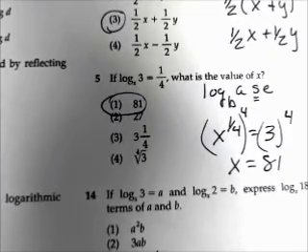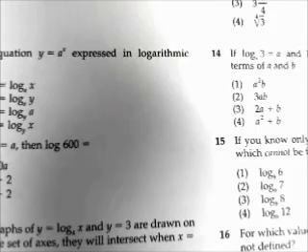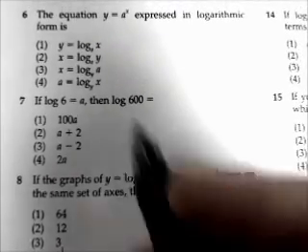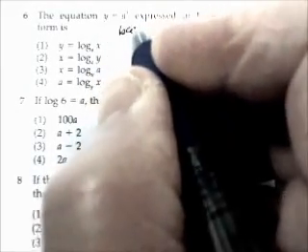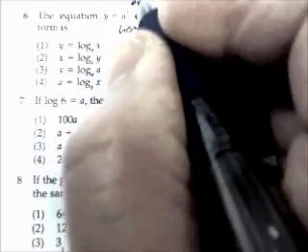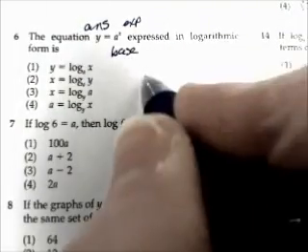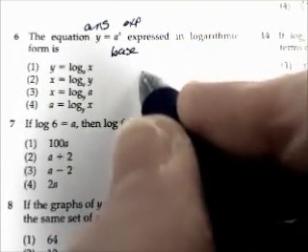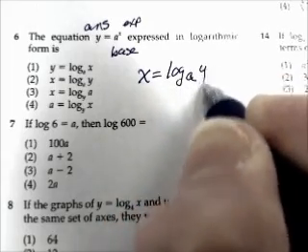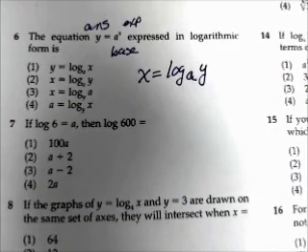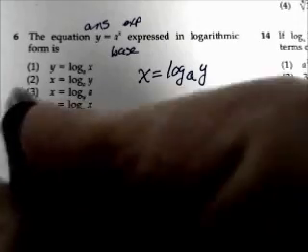Number 6, the equation y equals a to the x expressed in log form. This is exponential form, right? A is our base, x is our exponent, and y is our answer. So our exponent x is equal to log base a of y. Option 2.